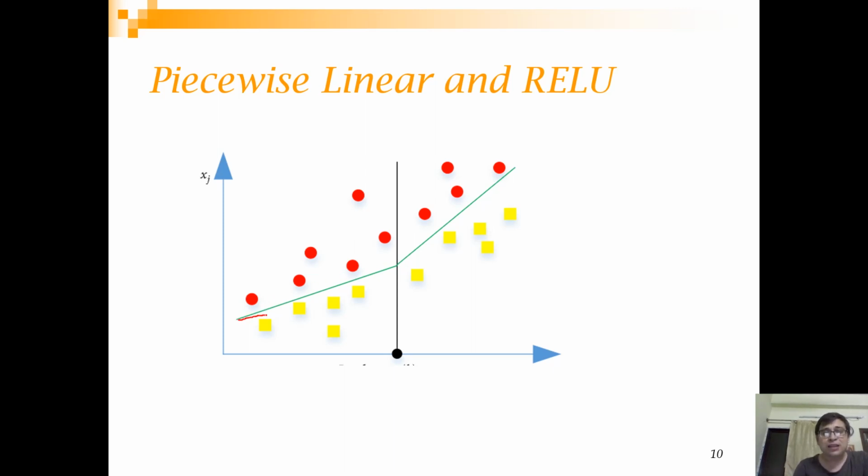So if I further split, like this, and then this, I can come to a much more non-linear boundary. Okay, so ReLU does not compromise with the non-linearity part of neural networks.